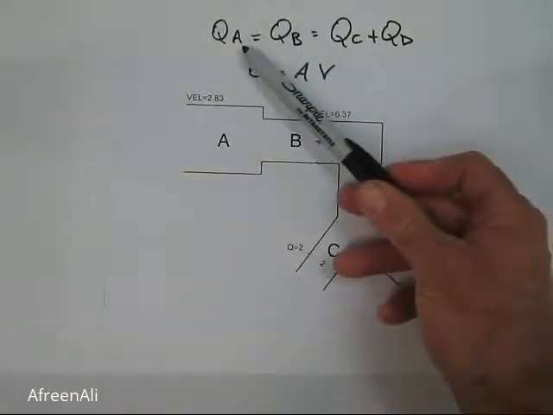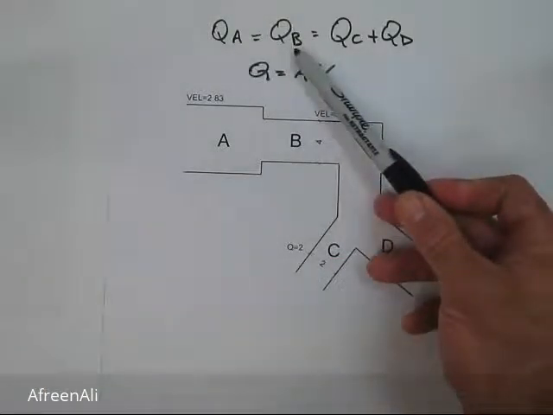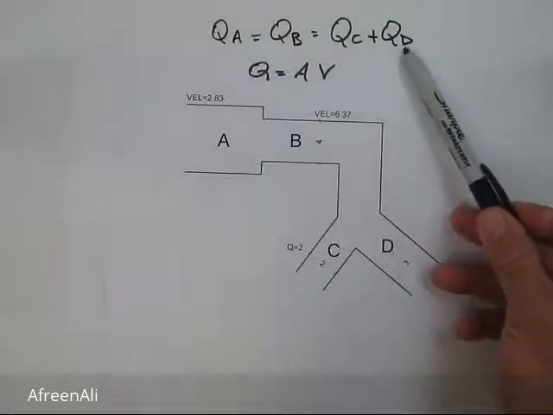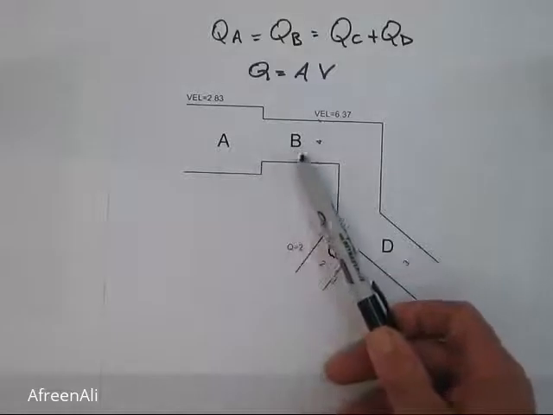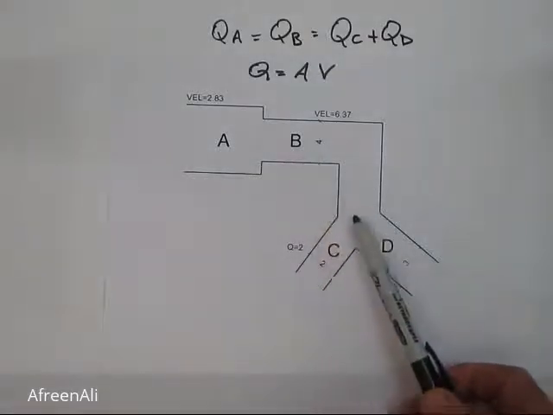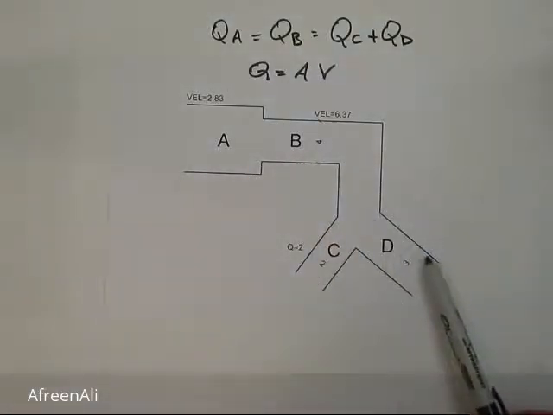So we have the formula QA equals QB equals QC plus QD, which reads as the flow rate at A is the same as the flow rate at B, which is the same as the sum of the flow rates at C and D.